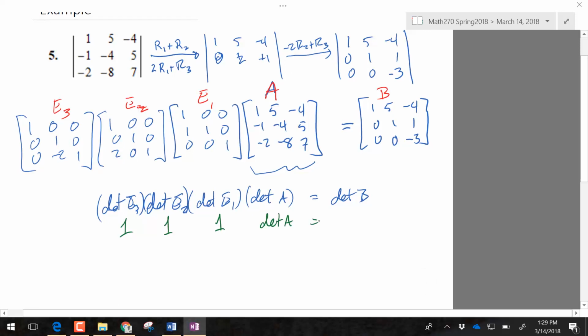Is it hard to find a determinant of B? It's an upper triangular matrix. What's the determinant of B? If you have an upper triangular matrix, the determinant is just the product of the diagonals. So 1 times 1 times -3, -3. So that's your determinant. Determinant of A is equal to -3.